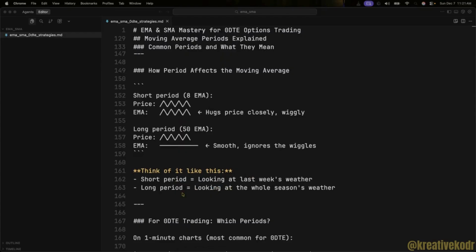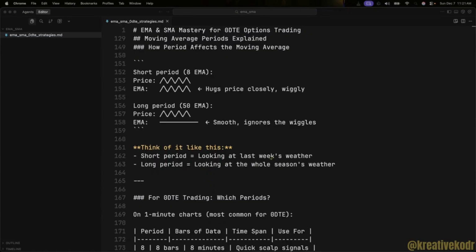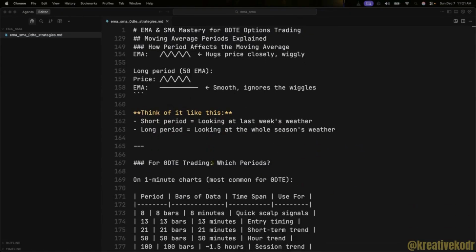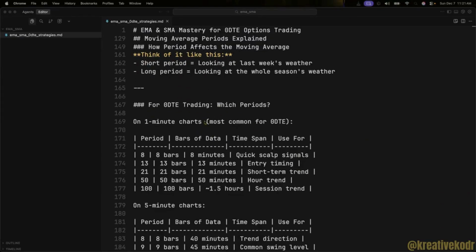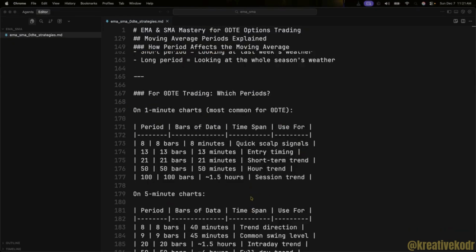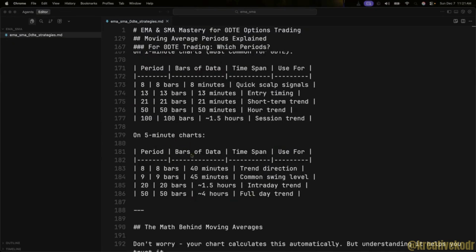So think of it like this. A short period is looking at the last week's weather, whereas the long period is looking at the whole season's weather, right? So for 0 DTE trading, which periods matter the most? On a 1-minute chart, this is the chart that we're going to be using. So I'm going to skip over 5 because I normally don't use 5.